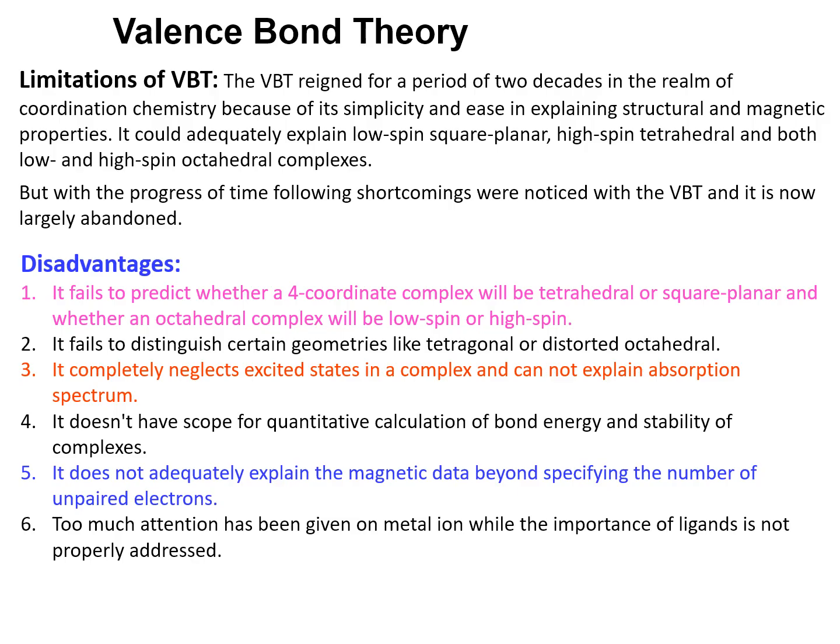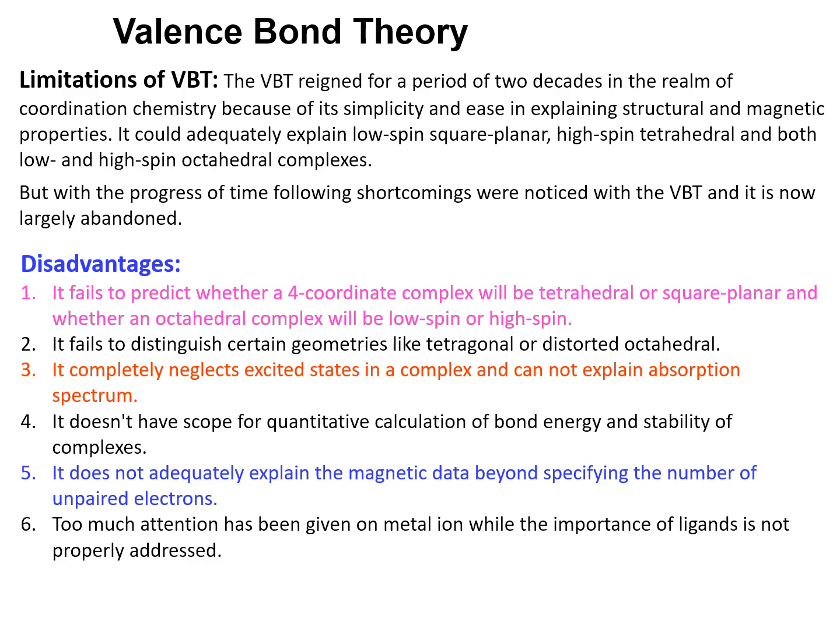It fails to predict whether a coordinated complex will be a tetrahedral or square planar complex. So in the same coordination number, what kind of structure is it? It could be tetrahedral or square planar, both. It fails to distinguish between geometries like tetragonal and octahedral geometry, and at the same time it completely neglects the excited state in a complex, so it cannot explain the absorption spectrum. Why do all coordination complexes absorb light?